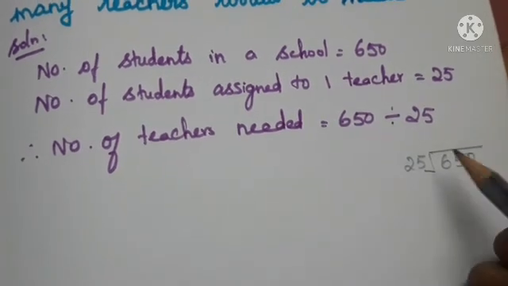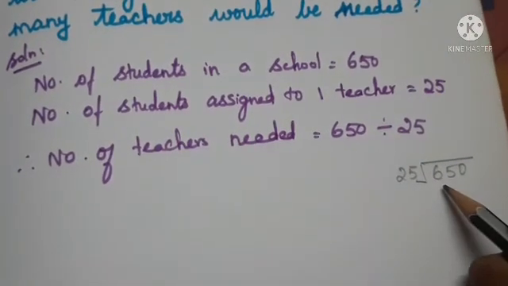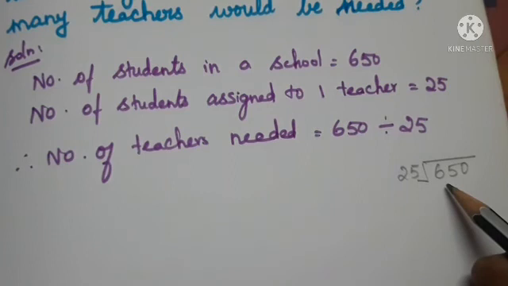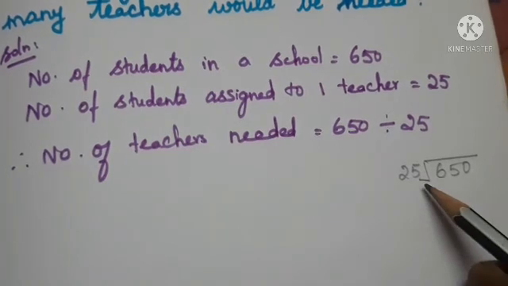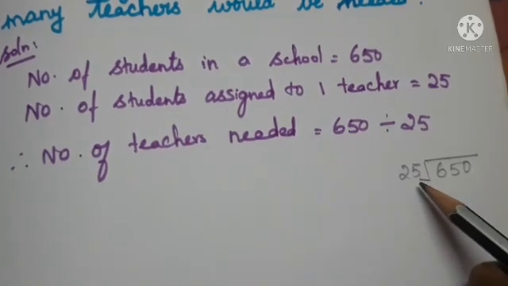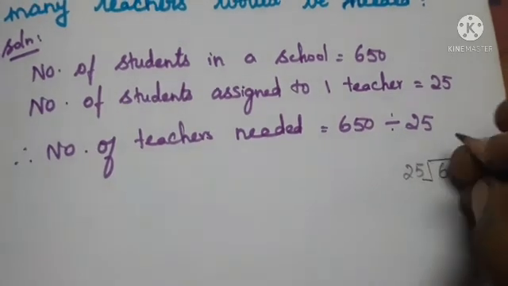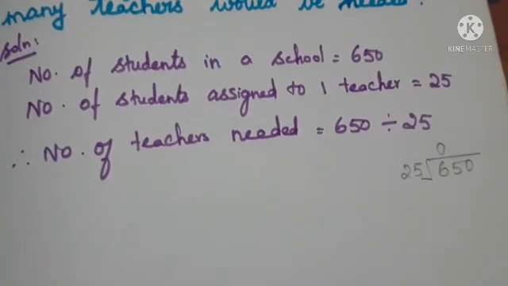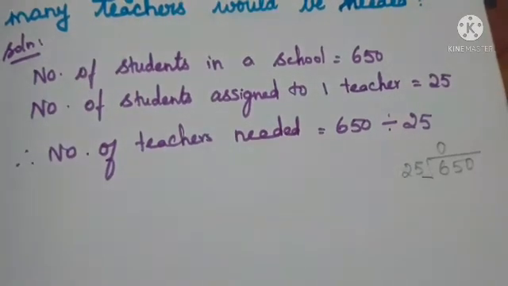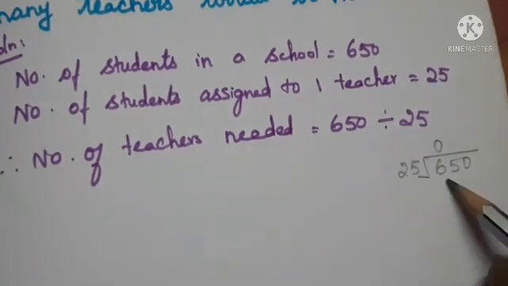First we have to take the hundreds place value. This is ones, tens, hundreds, so 6 is the hundreds place value we have. In the 6, how many 25s are there? None, because 6 is less than 25. If you are not able to do the division, we can place a 0 in the quotient. So 6 is not possible to divide by 25, so we place the 0 in the quotient.